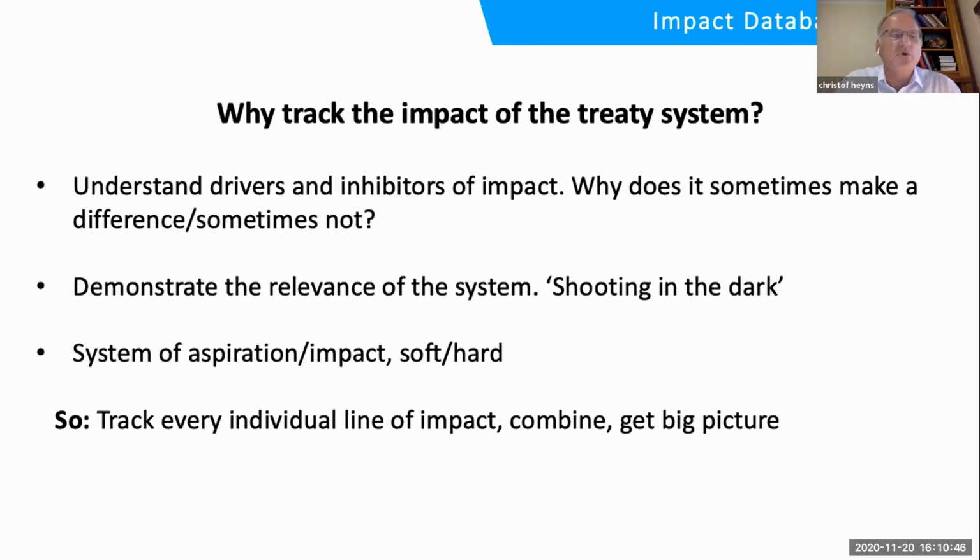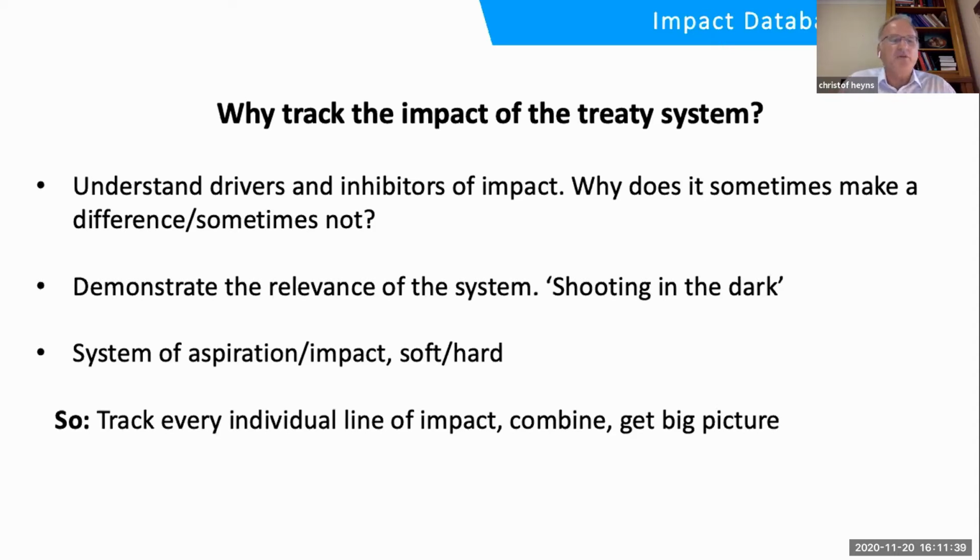The second reason why I think this is important is to demonstrate the relevance of the system. Some colleagues in Geneva said that for meetings of the treaty bodies, we are, to some extent, shooting in the dark. We do not really know what the implications are on the ground, and there is no feedback loop. So from the treaty body perspective, one does not really know, but also from the ground itself, in many ways the system is seen as something very far away up there, and we do not really know what its impact is on the ground in the 193 UN states. So the question is how to move from a system which is to a large extent aspiration to one that is to a large extent impact, from one that is perhaps too soft to one that is harder. So how to harden the entire treaty system.